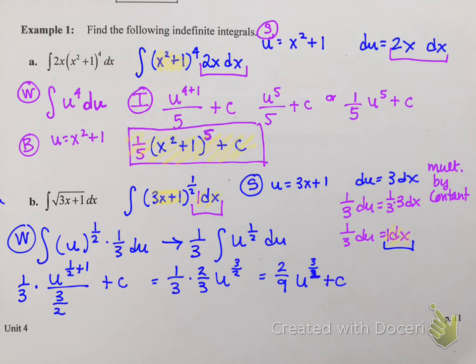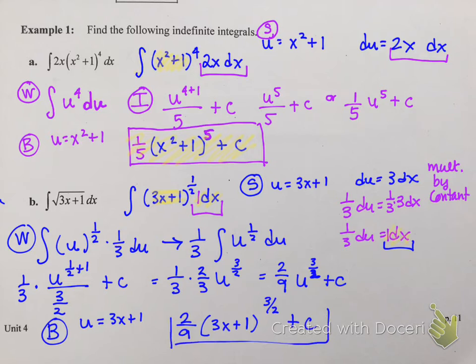plus c. Okay, so I got one more step. Don't forget to back substitute. So remember we said u equals 3x plus 1. So I back substitute that in. So my answer is going to be 2/9 times 3x plus 1 raised to the 3/2 power plus c. Okay?